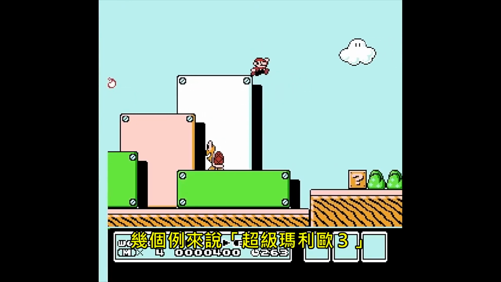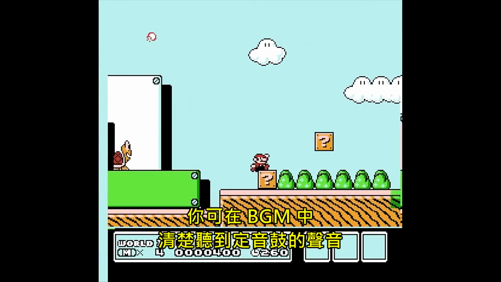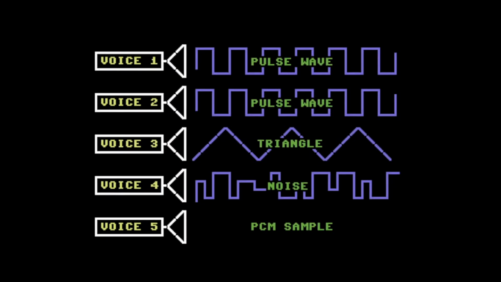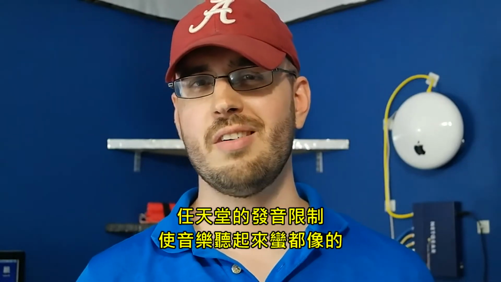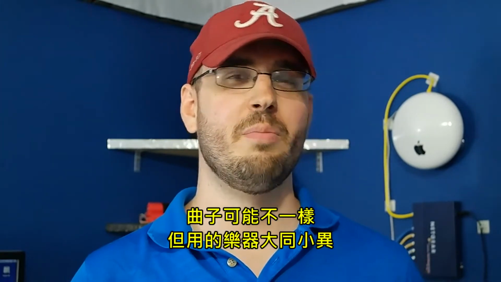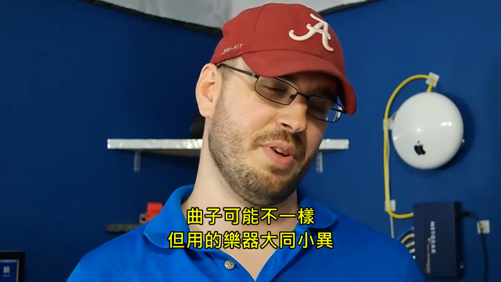But a good example would be Super Mario Bros. 3. You can clearly hear the steel drum sounds being used. Because of the way Nintendo music worked, all game music sounded pretty much exactly the same. The tune might be different, but it was like they used the same instruments, so to speak.